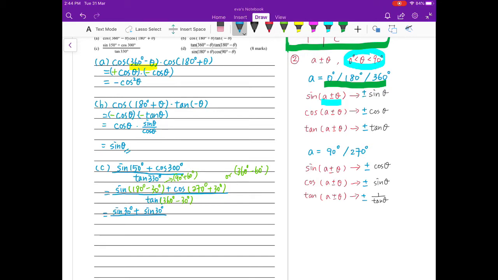Next, tangent 360 degree minus 30 degree. This is tangent. And this is quadrant 4. So this becomes a negative. So here we have to do the simplification with all 30 degree. Then we have to remember the value of them.